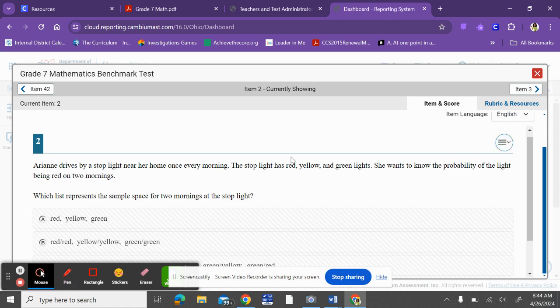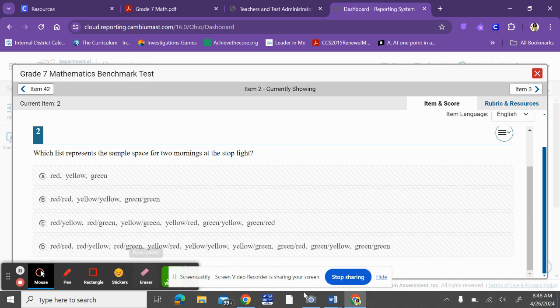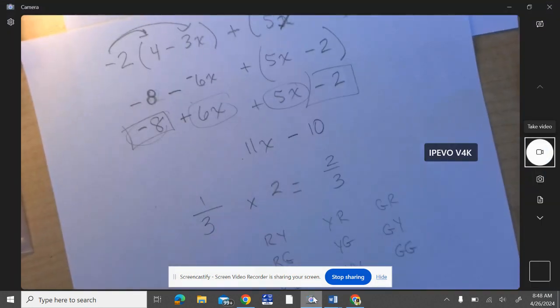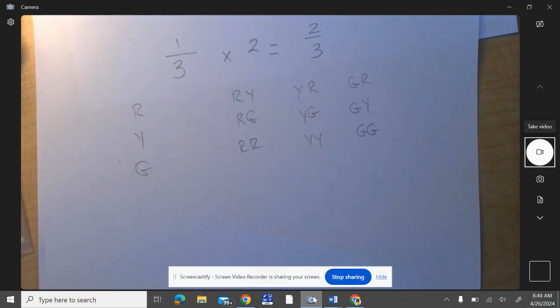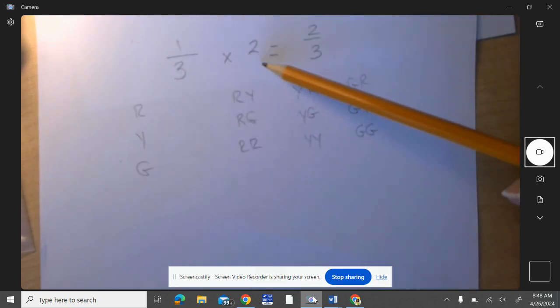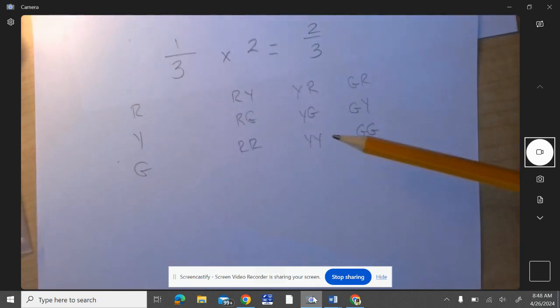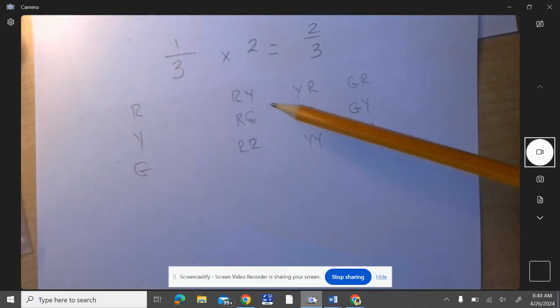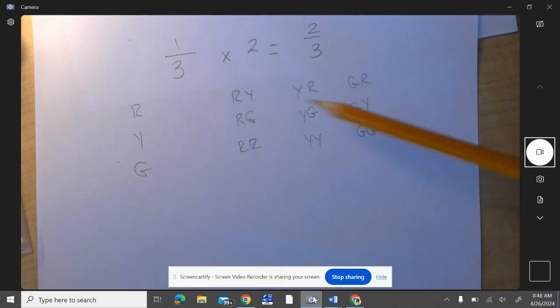Adrienne drives by a stoplight near her home once every morning. The stoplight has red, yellow, and green lights. She wants to know the probability of the light being red on 2 of the mornings. So for this, I know on your IXL, it has normally asked for red, it'll be red out of the 3 choices, and she did it for 2 mornings, so the answer will be 2/3. But they actually want you to do the list, so I just listed each option out.